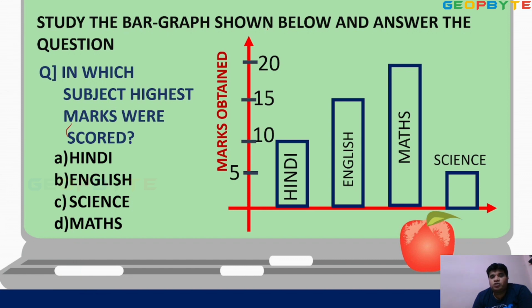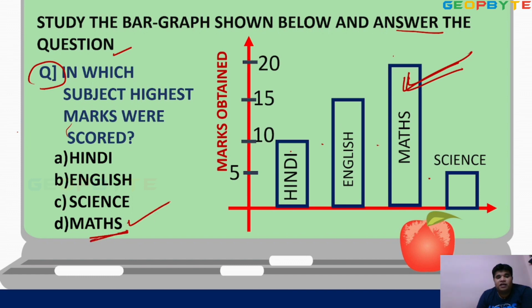Study the bar graph shown below and answer the question. We are reading the diagram and answering the question. Look at the problem here. In which subject were the highest marks scored? Easily you can identify which bar is the highest here: Hindi, English, Maths, Art, Science. Which bar is highest? Mathematics. So the answer is mathematics, option D. In your hand, 1 mark. So with this type of diagram, don't get confused. Easily you get 1 mark.